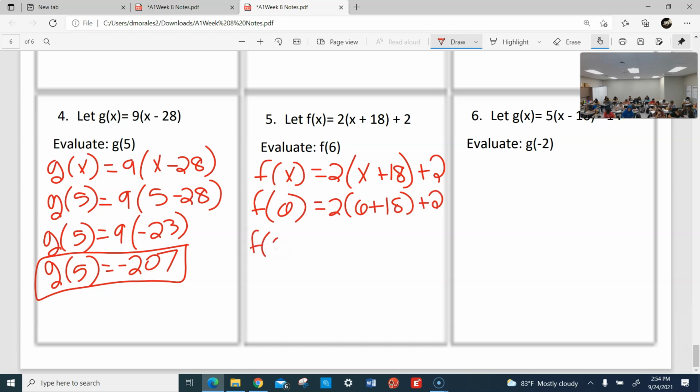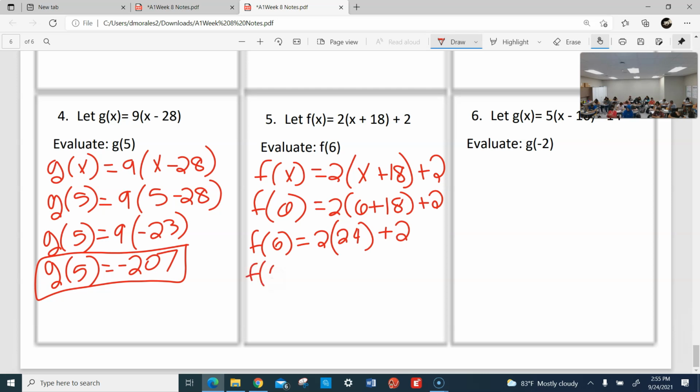We're going to do PEMDAS again. So before I can multiply the 2 in the front of parentheses, I have to find out what is 6 plus 18. Anyone get that answer? I heard someone say it. Positive 24. So now I have 2 times 24 plus 2. We have to do multiplication before addition.